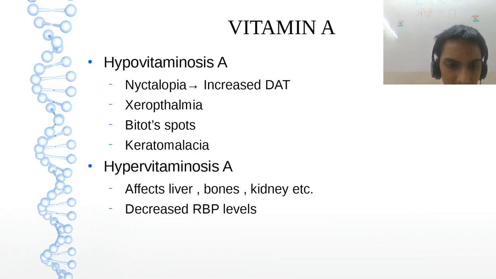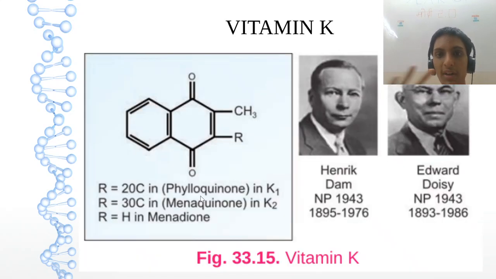Okay. Let us see hyper. This will affect organs like liver, bones, etc. and it will decrease RBP levels. That's about vitamin A. Let us come to our next vitamin, vitamin K.